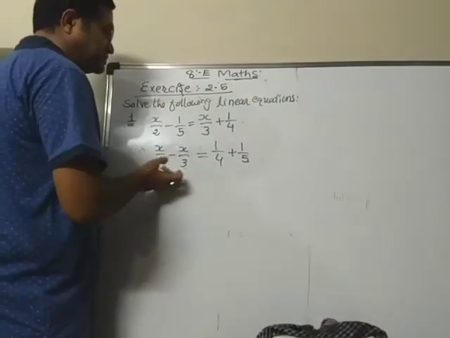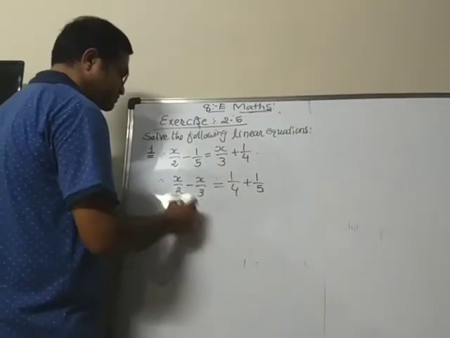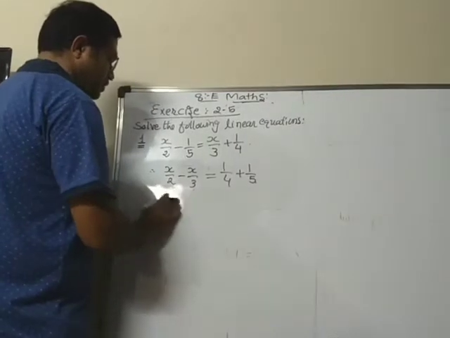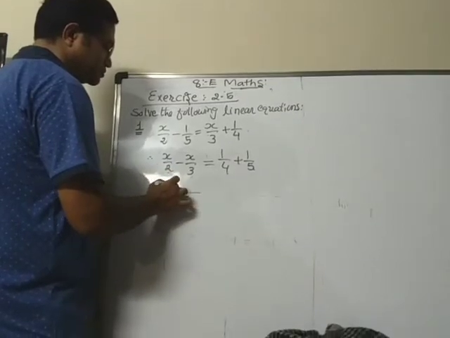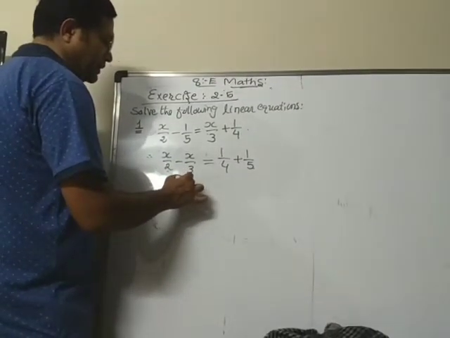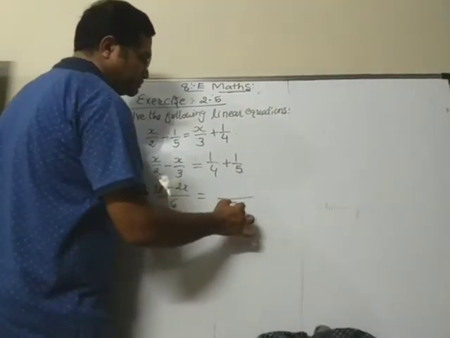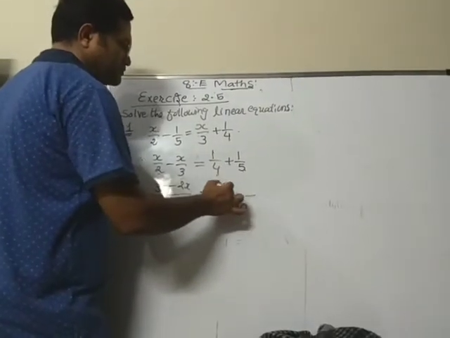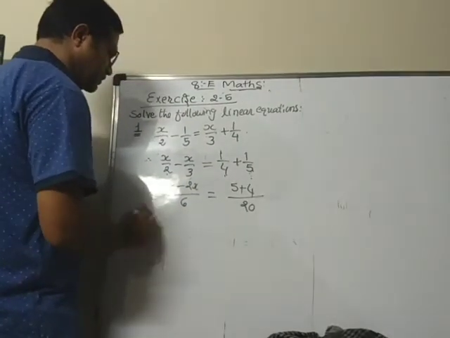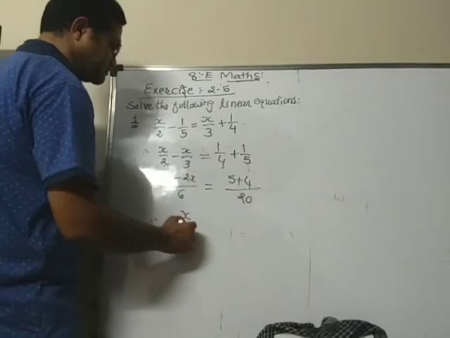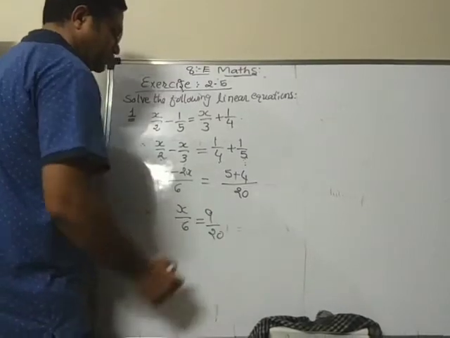Now we will take LCM both sides a different way. Now here LCM is 6. So we will do here 6. So here we have to multiply with 3. So 3x, and here we have to multiply with 2x, is equal to, now this side LCM is 20. So 5 ones are 5 plus 5 fours, means 4 ones are 4. So we get here 3x minus 2x is x. x upon 6 is equal to 9 upon 20.